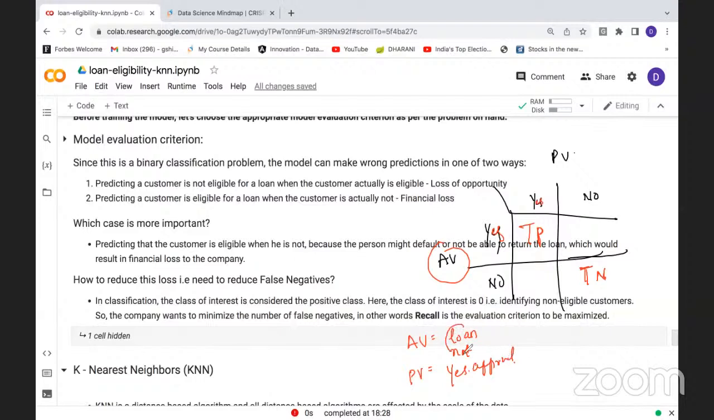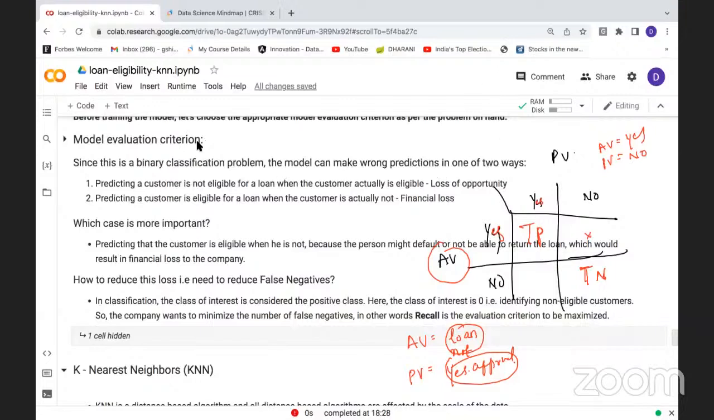If the loan is actually not approved, but the model says the loan is approved. Here it is again an opposite scenario. Actual value, you are saying yes. Predicted value, you are saying no. So you are trying to check which case is more important.